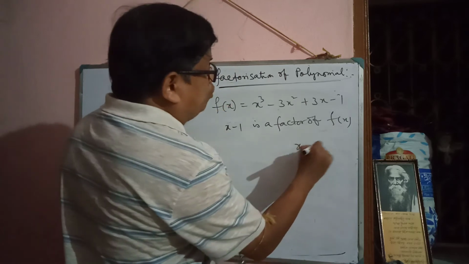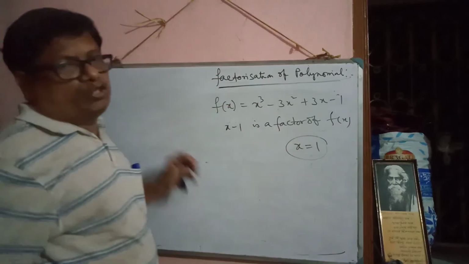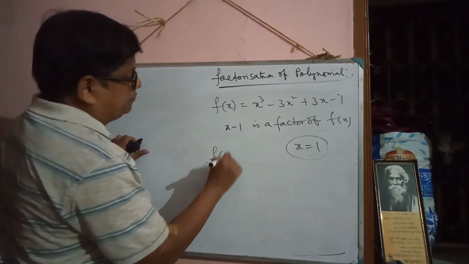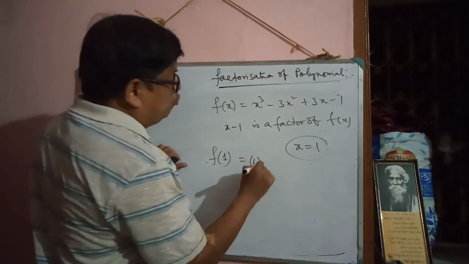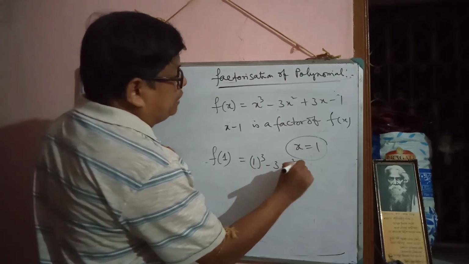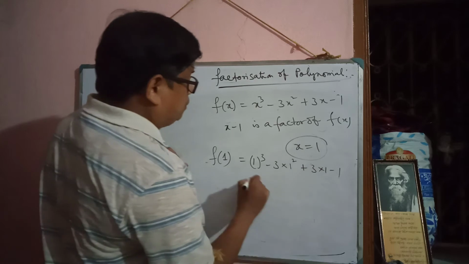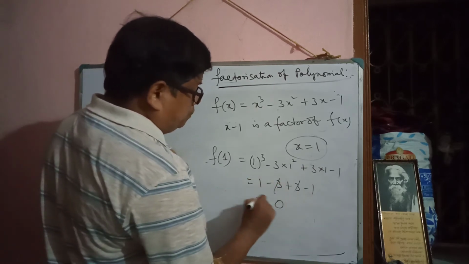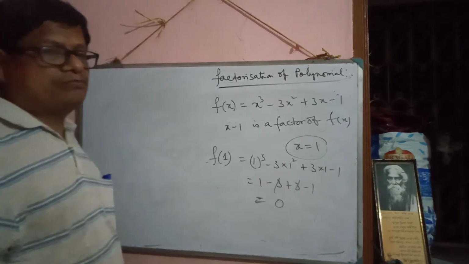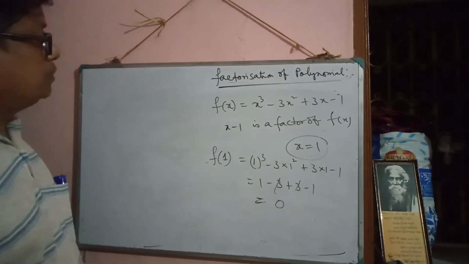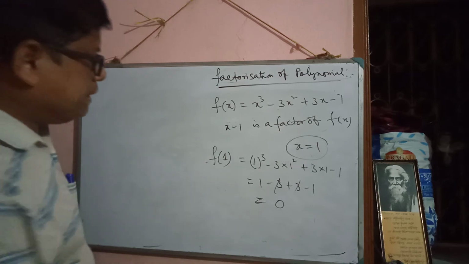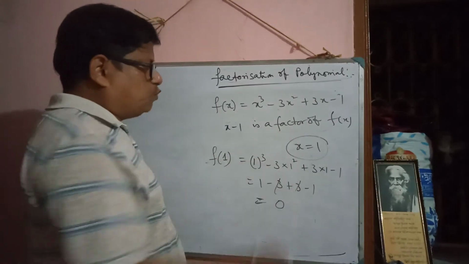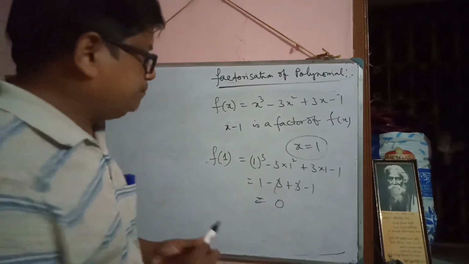Now I put x minus 1 equal to 0, then x equals 1. Now I put f of 1: 1 cube minus 3 into 1 square plus 3 into 1 minus 1, that is 1 minus 3 plus 3 minus 1. This cancels to 0. So f of 1 equals 0. So you can say x minus 1 is a factor of f(x).